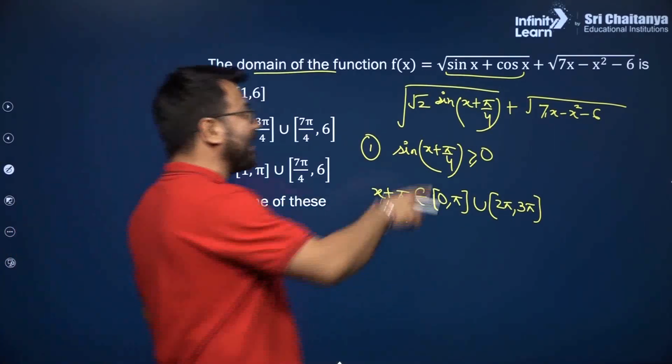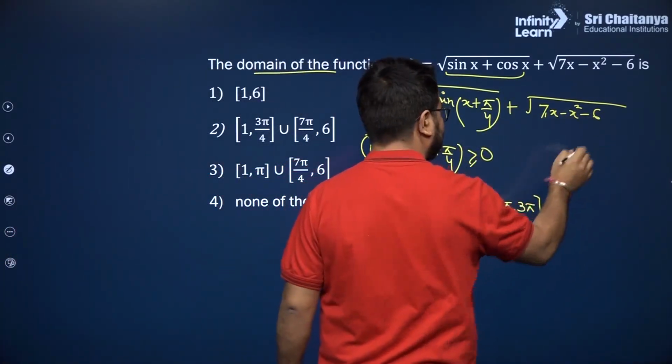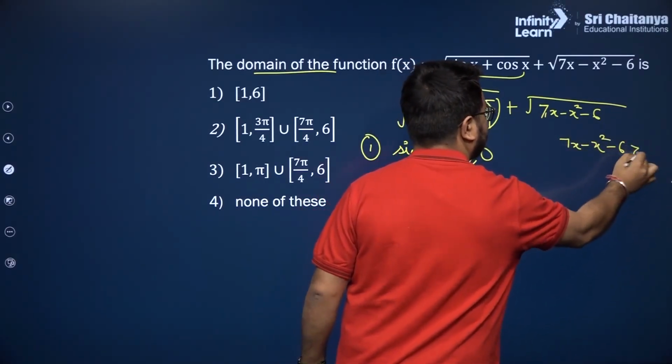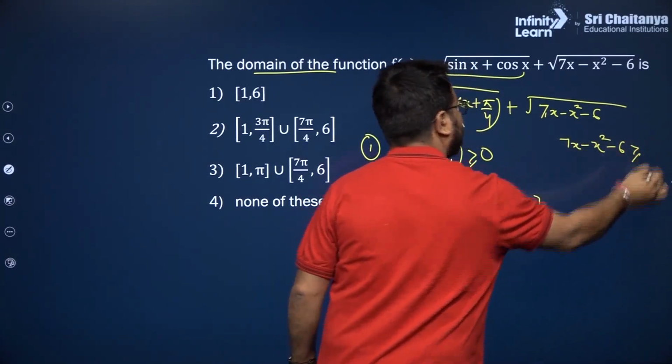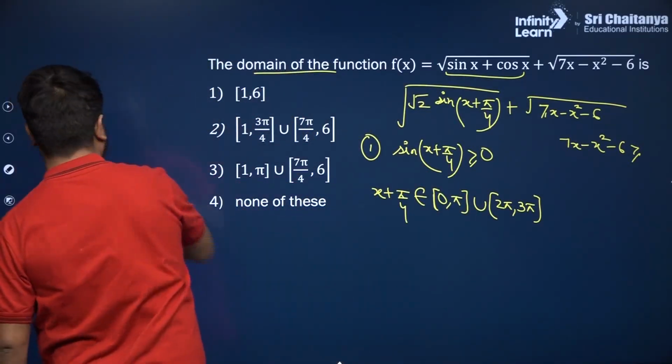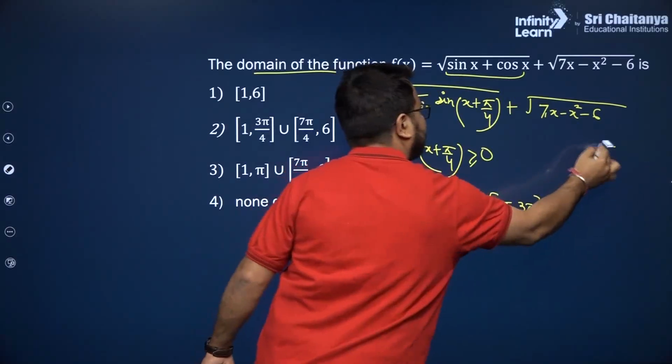Now we have 7x minus x square minus 6. This is positive, so it is greater than 0. So if 7x minus x square minus 6... I'm not able to write greater than 0, so I'm writing it here, just a minute.